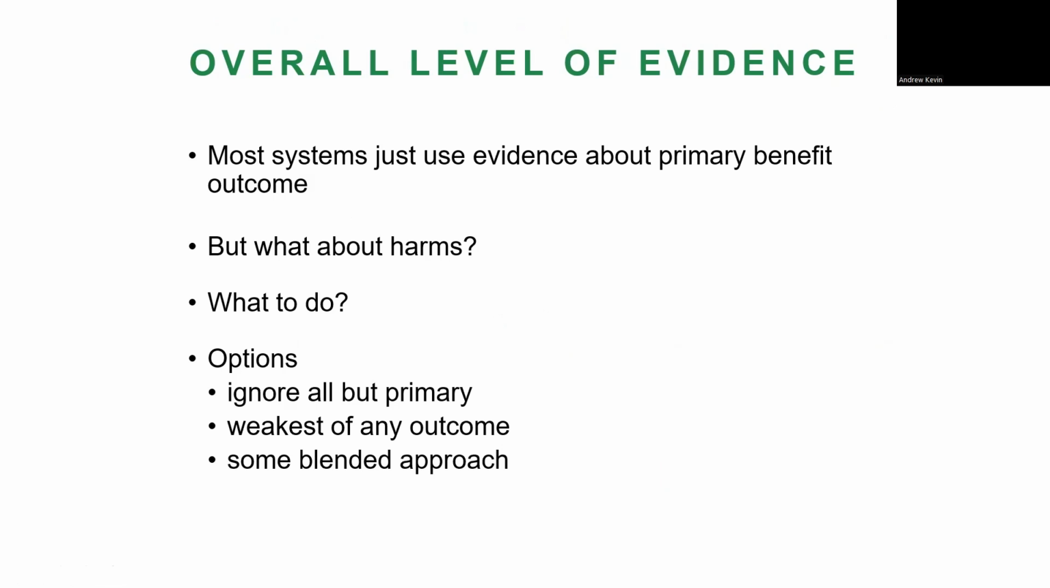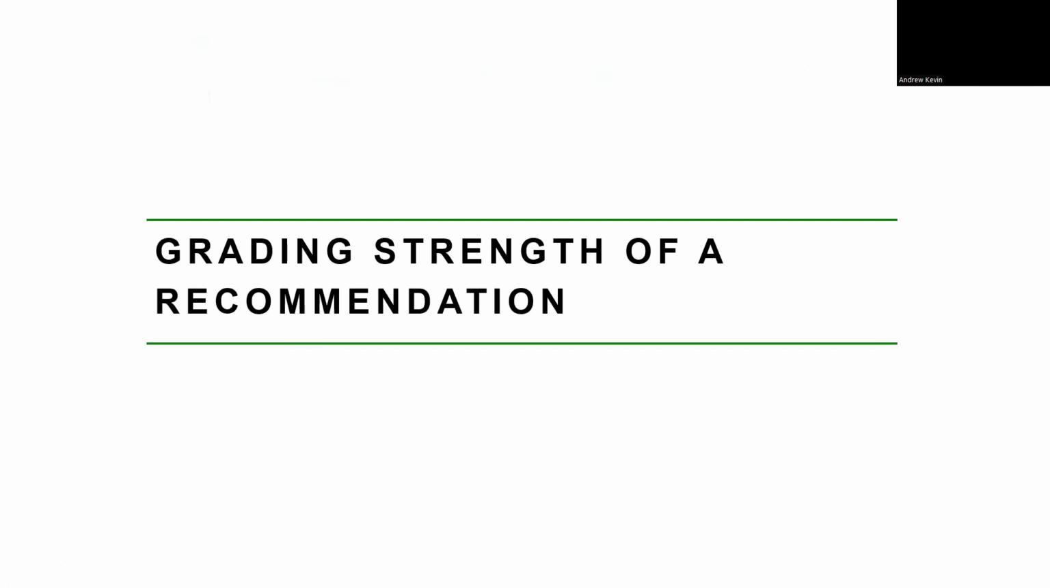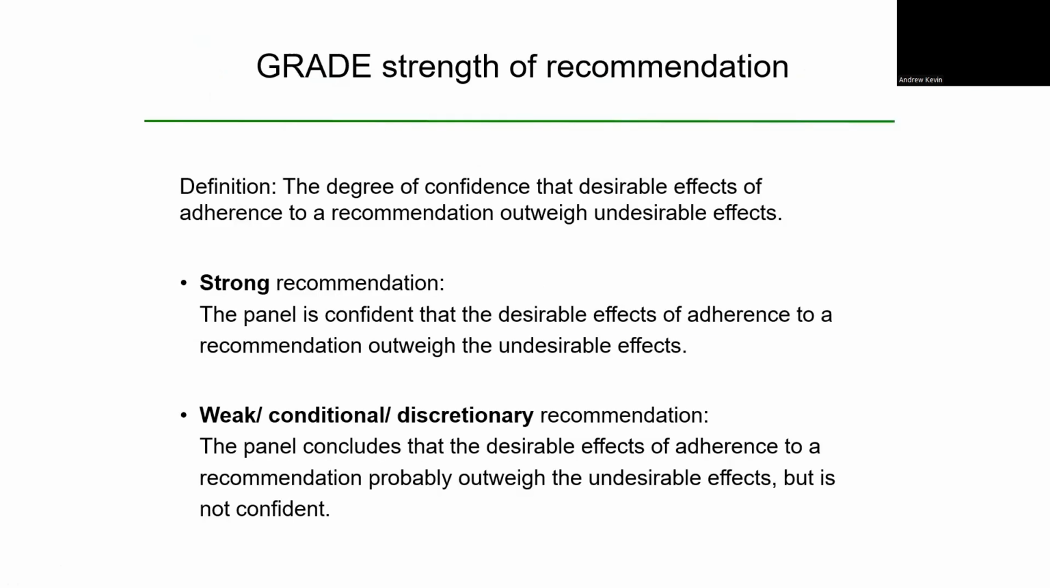Now, we have only looked at the positive outcomes, but what about the negative outcomes of these interventions? Whether it's a new drug or a new procedure, any new intervention would also have some harmful effects. So what do you do about these harms? Do you ignore it and look at only the primary outcome, or do you include that in your analysis as well? That is where the grading of the strength of recommendation comes into play.